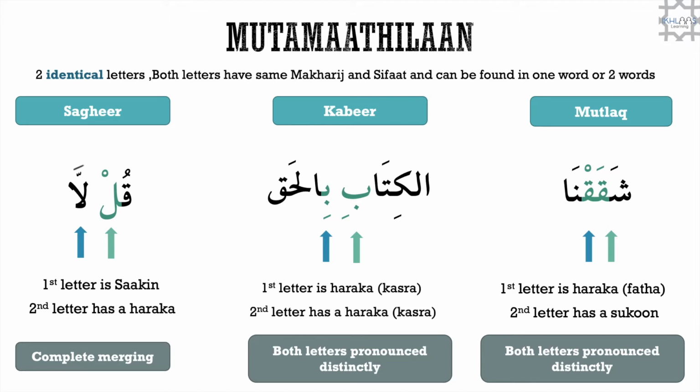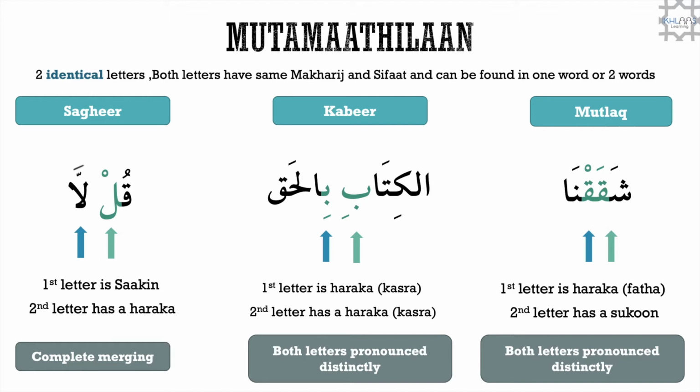Our second example, which we can see on the words Al-Kitabi Bil-Haqqi. We are going to be looking at the letter ba, the end of the first word, and the beginning of the second word, ba. The first letter of ba has a kasra and the second letter has a kasra. So both have a haraka. Both letters are pronounced distinctly. So this is known as Idghaam Mutamathilaan Kabir, as the first letter has a haraka and the second letter has a haraka.